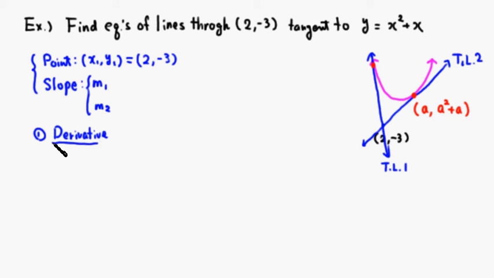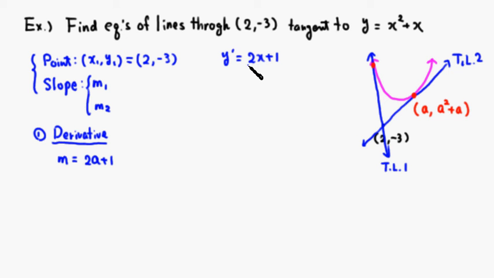The derivative of this given function, y prime, is equal to 2x plus 1. So if you plug in x equals a, the slope m is going to be 2a plus 1, because we just have to plug in a for x.